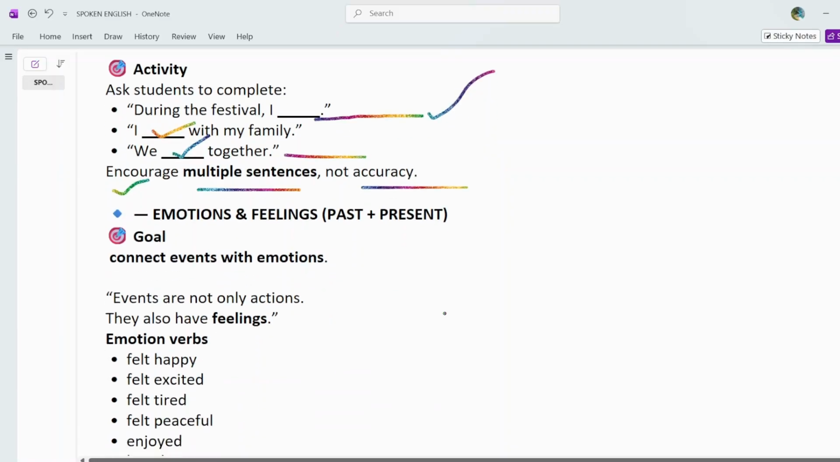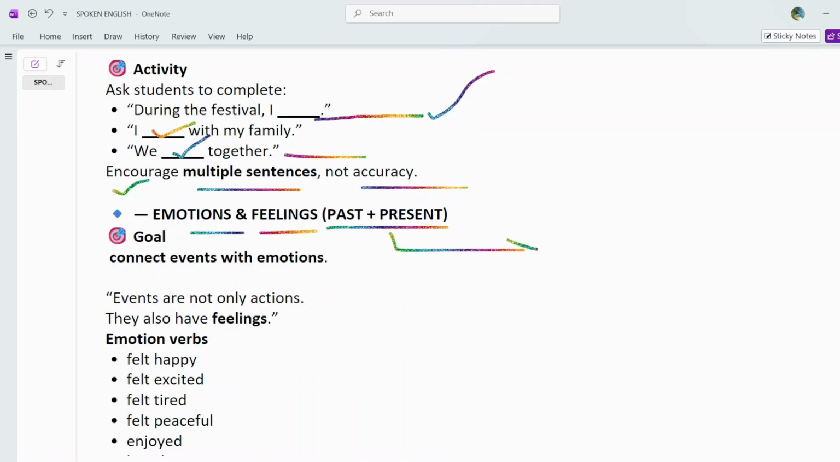No issues. Now, let's talk about the most important thing I mentioned a bit earlier, and that is emotions and feelings. When I talk about emotions and feelings, I want to let you know that we are using a strategy again here. And what is the strategy? That is past plus present, right? These are two tenses, but we are now amalgamating them.